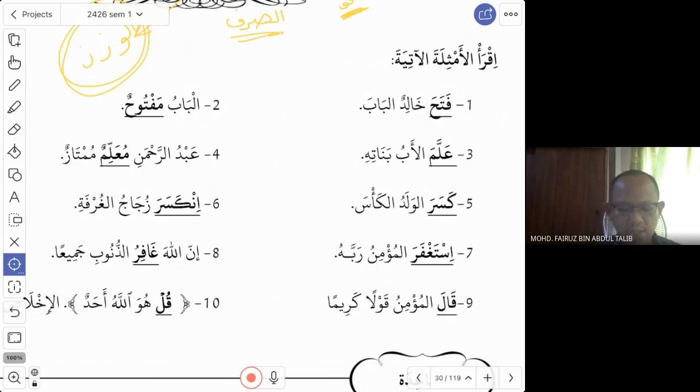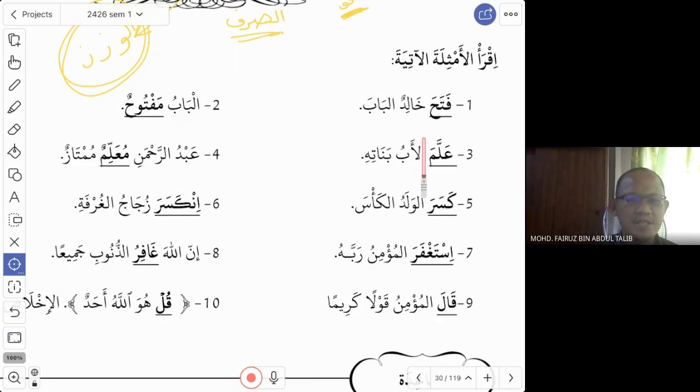Read the following examples. Here they give you a sentence, but the focus is only on the bold and underlined words. Of course, they have to put it in a sentence to make sense of the meaning of the word. Fataha Khalidun al-bab. Khalid opened the door. We want to focus on the word fataha. What is the wazan, or what is the mizan sarfi of this word fataha?